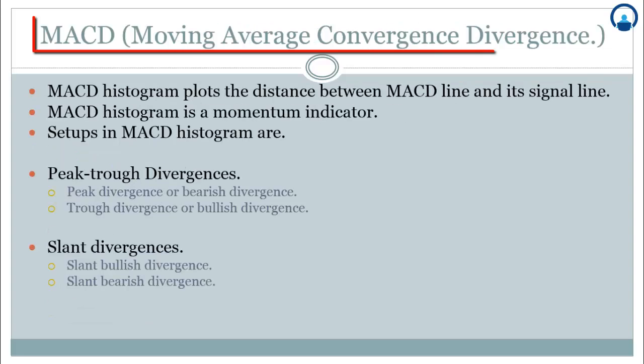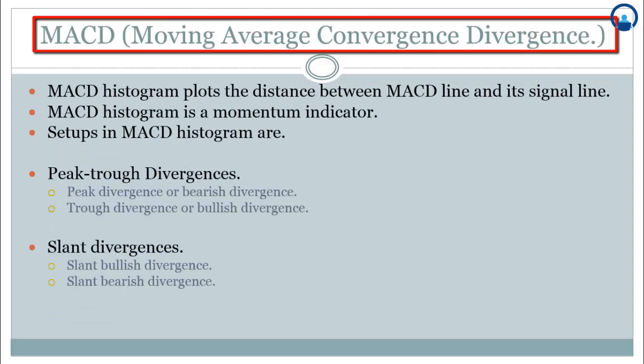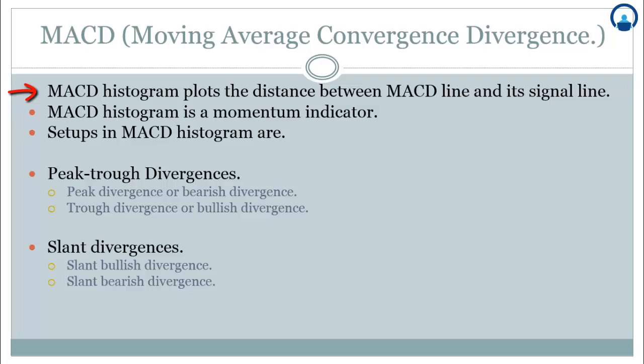Next, we learned about moving average convergence divergence. MACD histogram plots the distance between MACD line and its signal line. MACD histogram is a momentum indicator. Setups in MACD histograms are peak trough divergence, peak divergence or bearish divergence, trough divergence or bullish divergence.